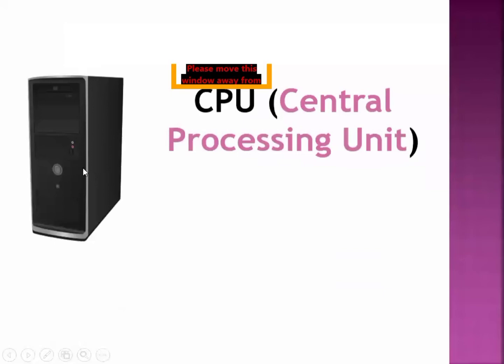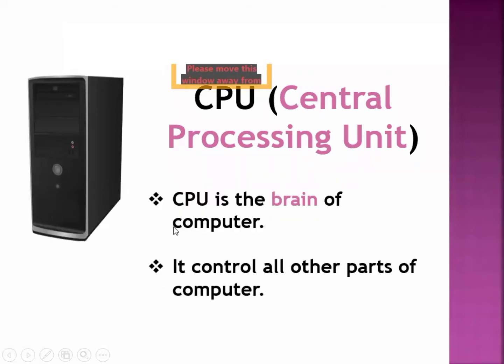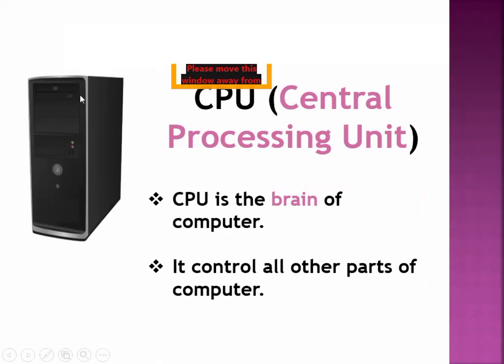The next part, which part is this? This is the CPU. CPU means Central Processing Unit. Have you seen a black box? This black box is called a CPU box. CPU is the brain of a computer. Just like our brain controls all the parts of the body, CPU also controls all other parts of the computer.